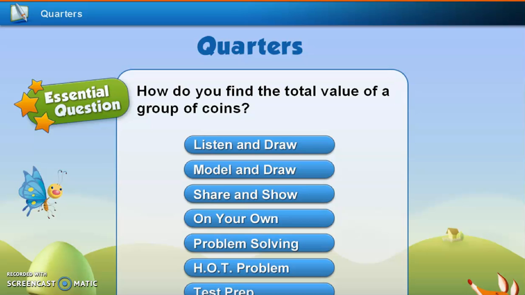Whether we have quarters, dimes, nickels, and pennies all together, we can find out the total value of that group of coins. So our essential question that we're thinking about today and that we're going to be answering is, how do you find the total value of a group of coins? Kind of like what we did yesterday, but again, now we're being introduced to a new coin.